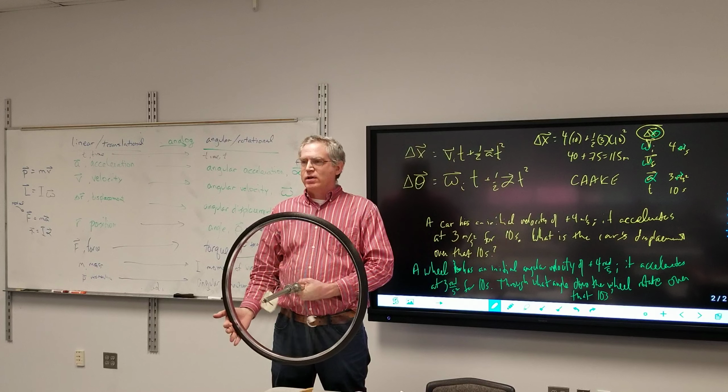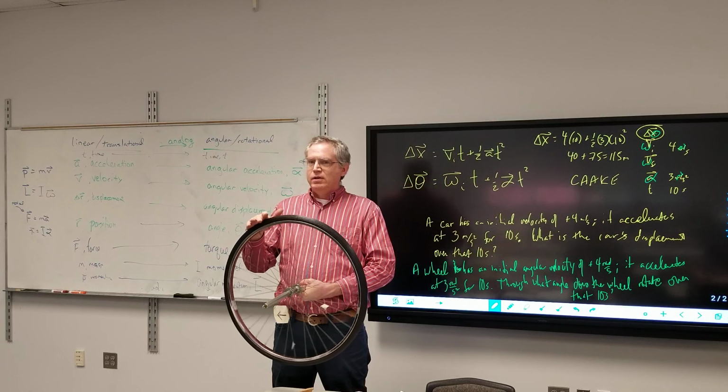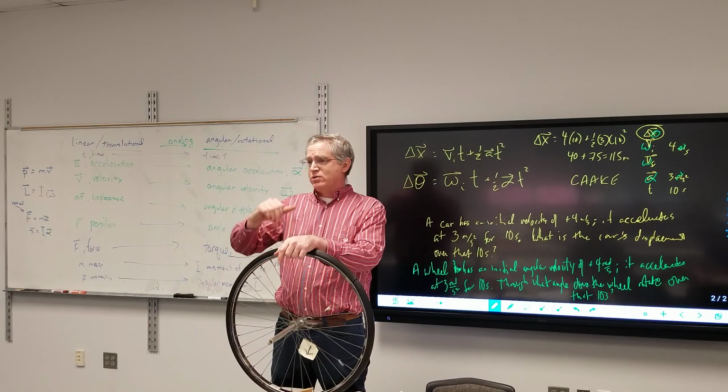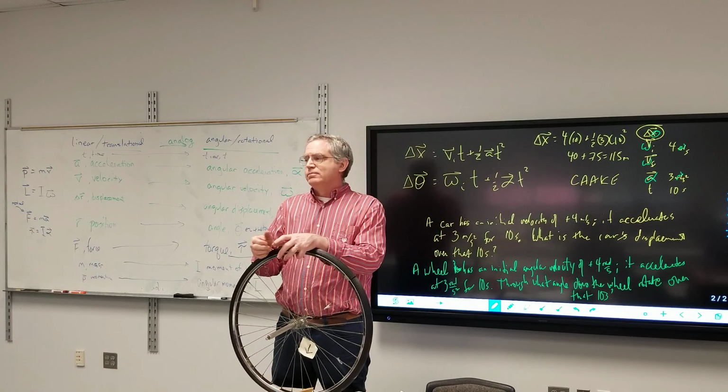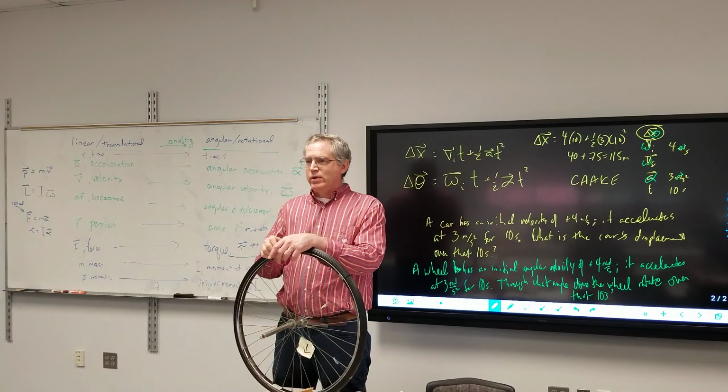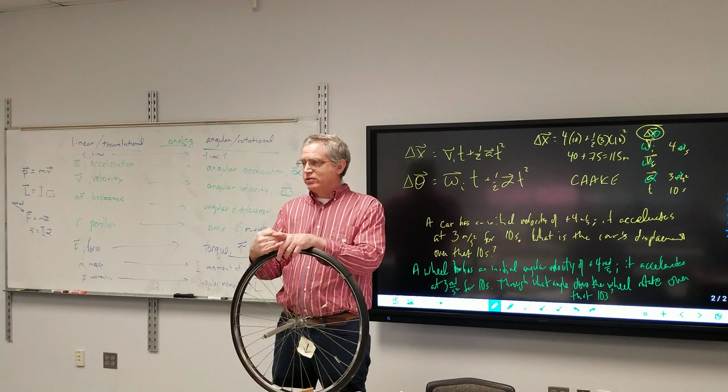If I apply a torque towards the front of the room, since its angular velocity was to the back of the room, the angular acceleration is towards the front of the room. It's going to slow down because angular velocity and angular acceleration are in opposite directions.